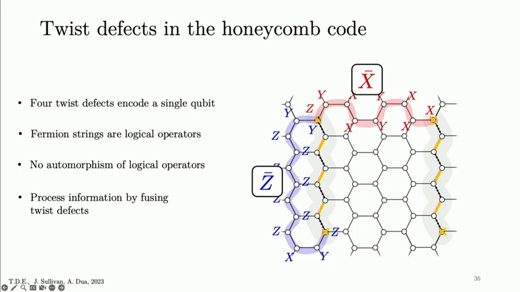The anti-commutation relations come not from the braiding of the anions, they actually come from the statistics of the fermions in this case. Now, interestingly, these fermion strings commute with all the checks. So there are no automorphisms of the logical operators in this case, in contrast to Margarita's best codes. We can also further process information by braiding the twist defects and fusing them together.